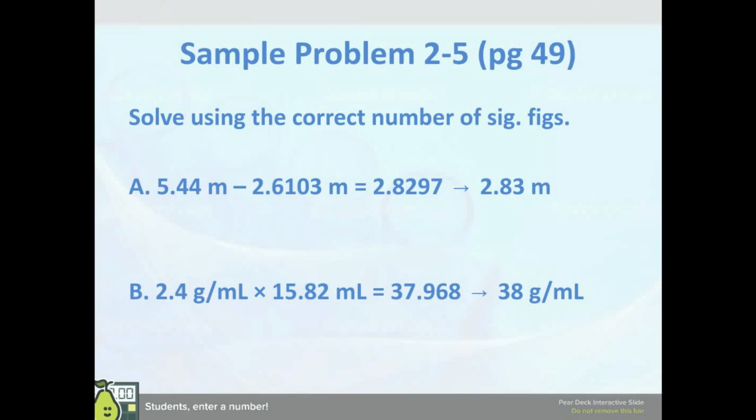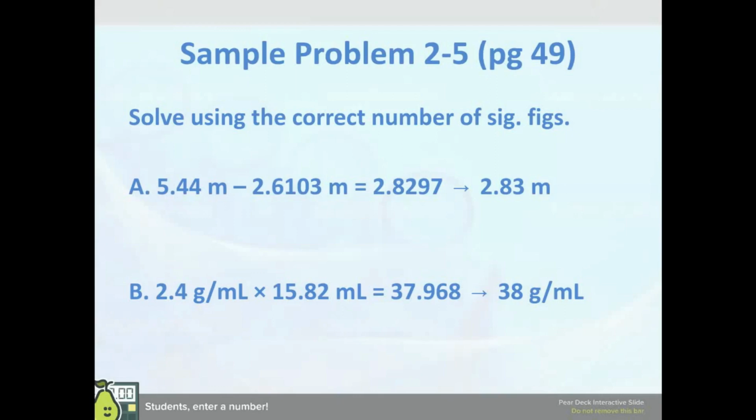Looking at a couple samples. We are subtracting on the first one. Again, plug it into your calculator. So 5.44 minus 2.6103. We are subtracting, so we have to look at the total after the decimal. The 5.44 has 2 after the decimal, and the 2.6103 has 4 after the decimal. So we want to keep 2 after the decimal in our answer. Plugging it into the calculator, I get 2.8297. So I have to round that, so I have 2 after the decimal, which would give me 2.83.